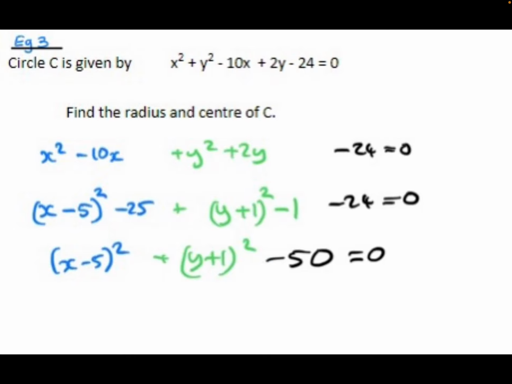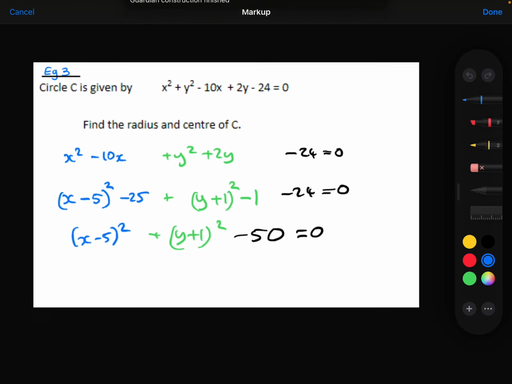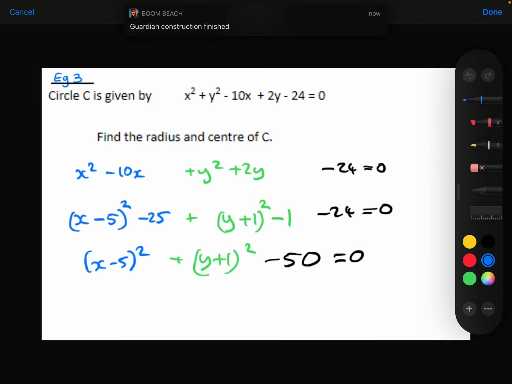Right, third example. In this example, we can see that we've been given the equation in its longer form, and we need to write this in its shorter form so that we can find the radius and the centre. Now, I've already shown some of the working out here. The way that we're going to write this long form in its shorter form is by completing the square twice.